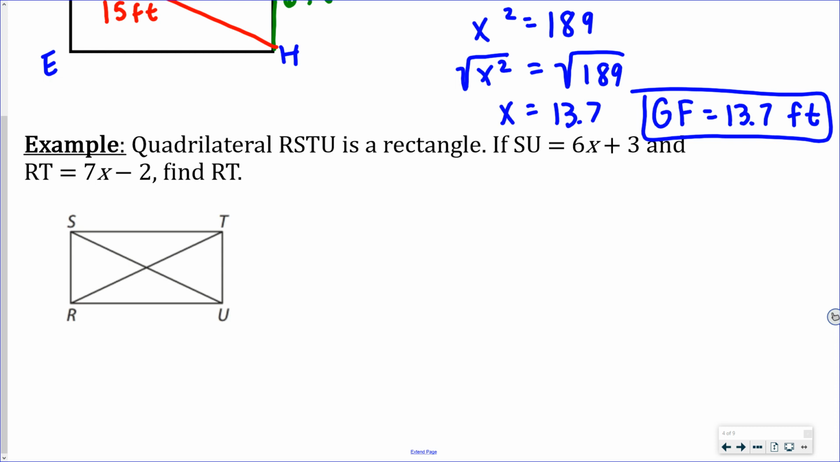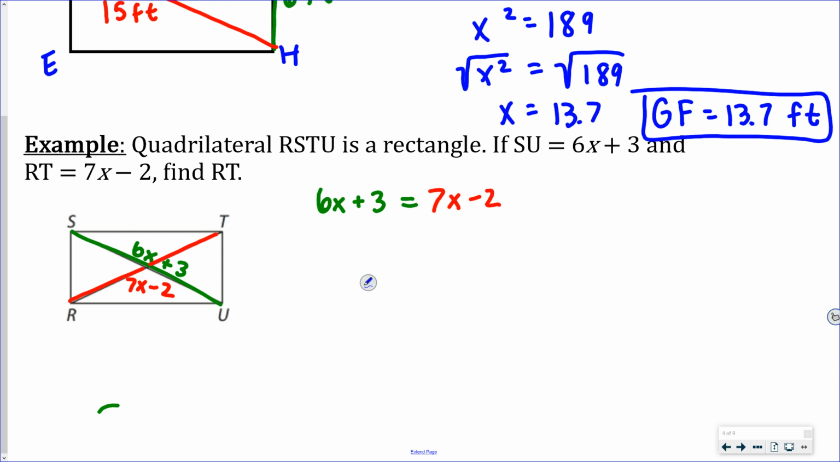Quadrilateral RSTU is a rectangle. If SU is 6x plus 3, we're talking about this diagonal length, and RT is 7x minus 2, find the length of RT. What do we know about the diagonals of a rectangle? They're congruent. They're the same length. So whatever this diagonal is, 6x plus 3, is going to be the same length as the other diagonal, 7x minus 2.